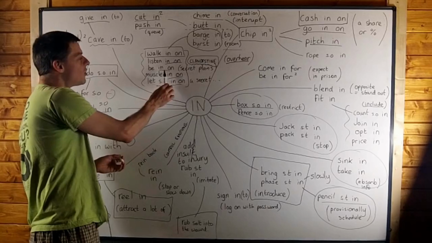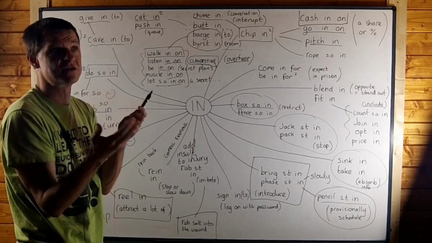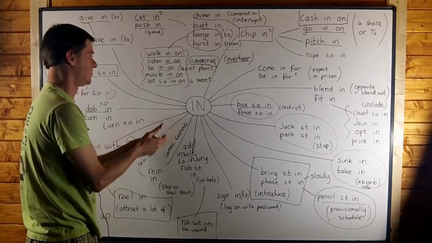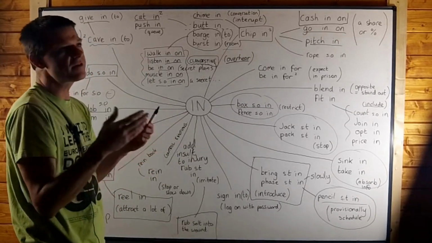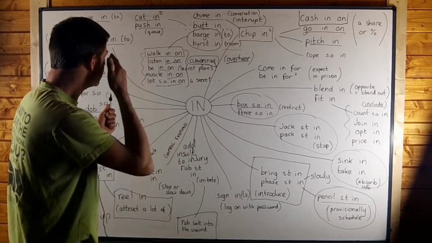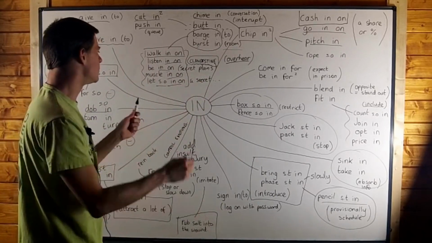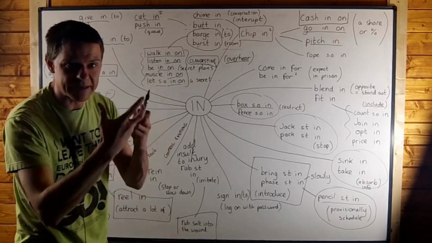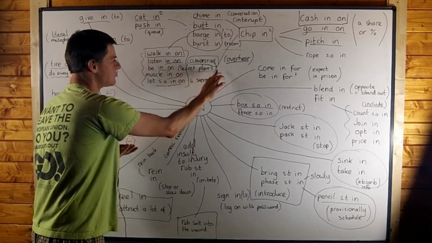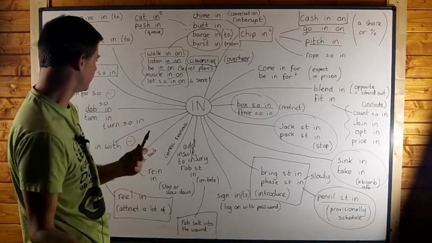Now, if you are in on a secret plan, that means you are a party to secret information. You are part of the secret group who know this information. So let's say we're watching an episode of Sherlock, something like that. Sherlock might say that this criminal was responsible, but members of his family were in on it as well. And that means that they were also part of the crime. They helped him commit the crime. They were part of this secret clandestine plan. Okay, so to be in on something means to be part of the secret plan.